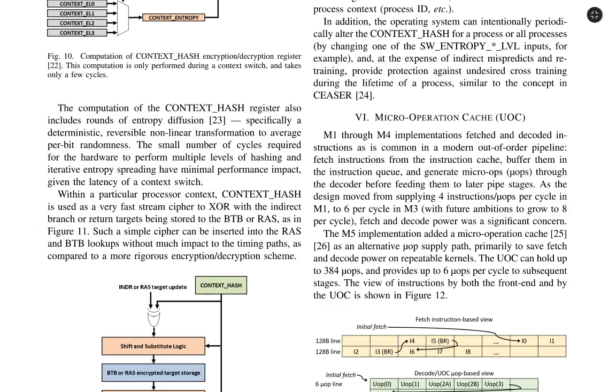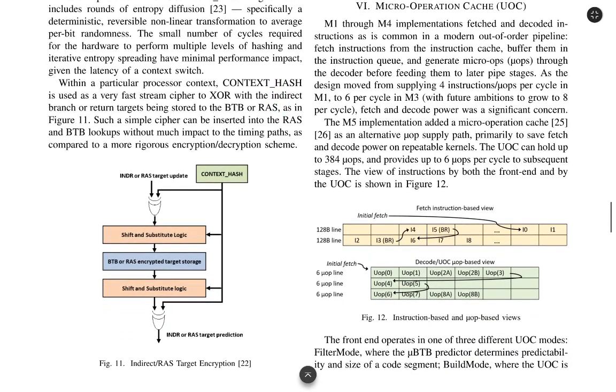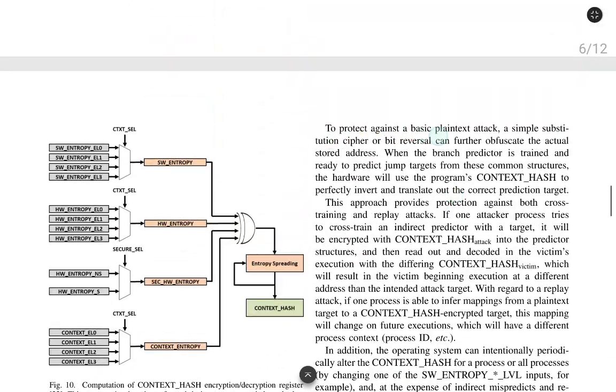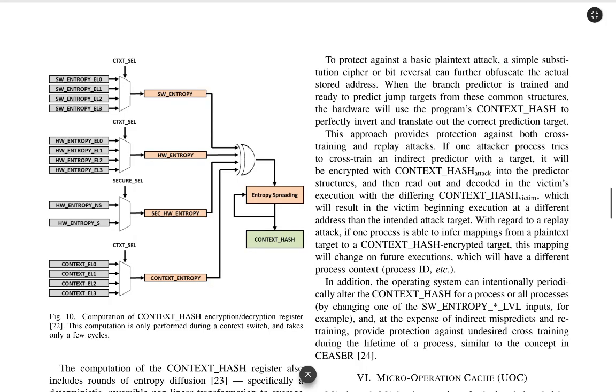Such a simple cipher can be inserted into the RAS and BTB lookup paths without much impact to the timing of those paths, as compared to a more rigorous encryption and decryption scheme. And to protect against a basic plain text attack, a simple substitution cipher and a bit reversal can further obfuscate the actual stored address. When the branch predictor is trained and ready to predict the jump to a target from this structure, the same context hash will be applied to perfectly invert and translate out the correct prediction target.